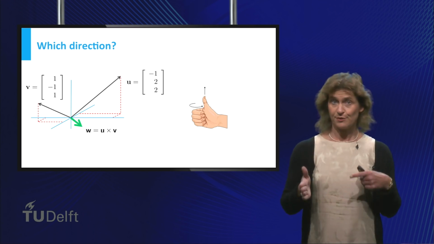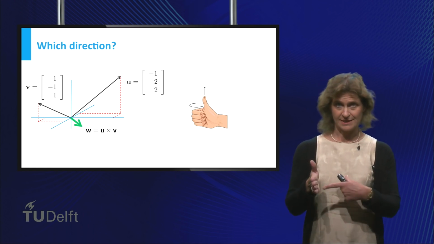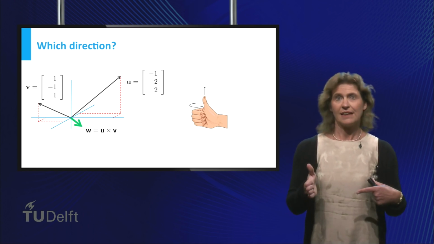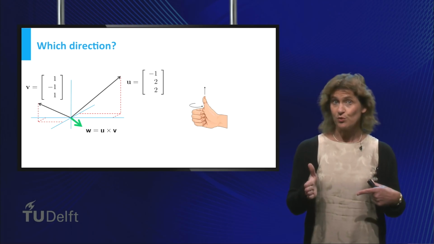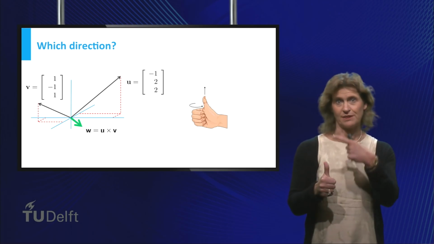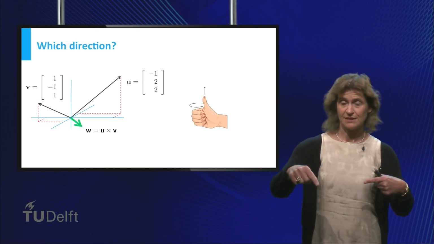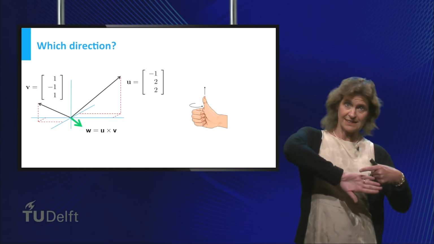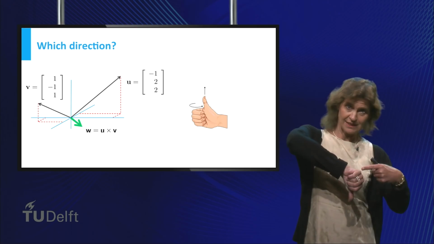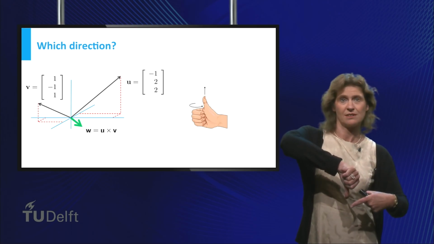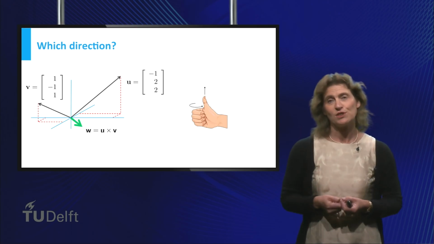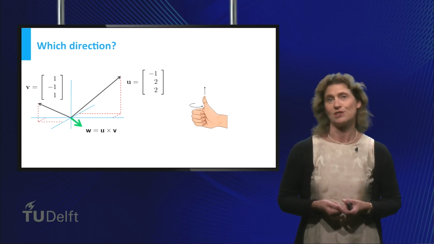So, if this is u and this is v, then the direction of the vector you are looking for is this way. But if this is u and this is v, I have to put my hand like this, and you see that the vector points downwards. To get the point of this rule, you should really do the movement yourself.